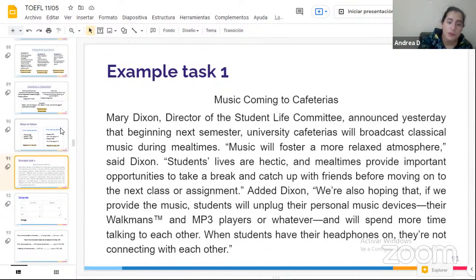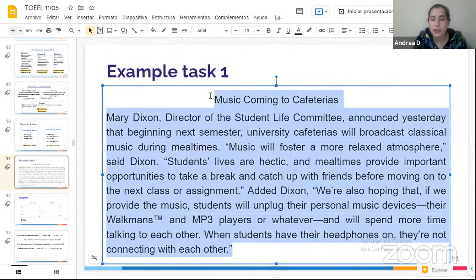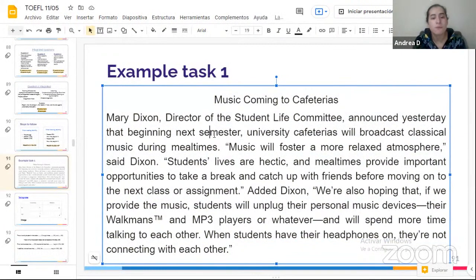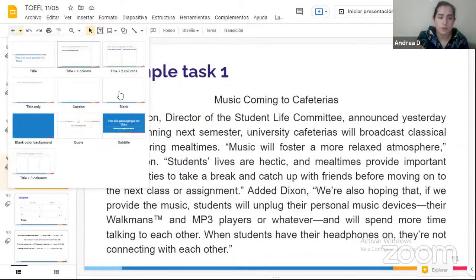Okay, now some things I've got to say here. In the reading, what you're going to be reading will not always be an announcement made by the university itself. So sometimes you will have letters, like student letters. So sometimes it will not be the university announcing something. Sometimes it will be just a student proposing something. So let's create a new slide. So these are your options for the reading.